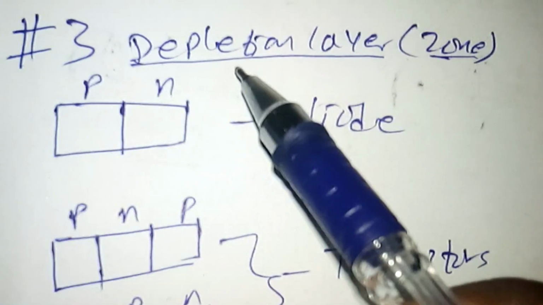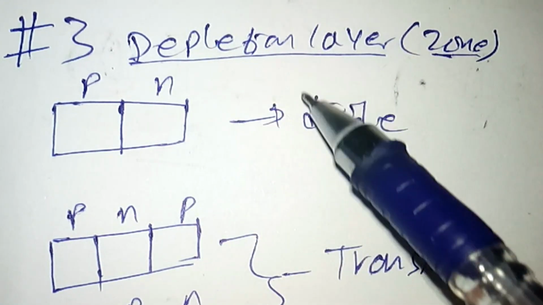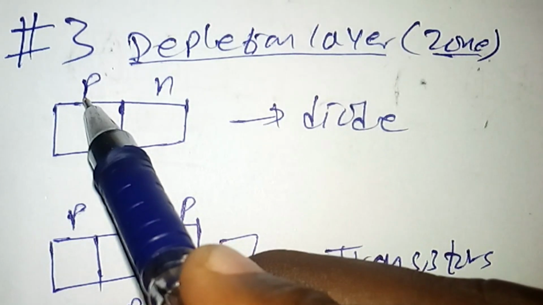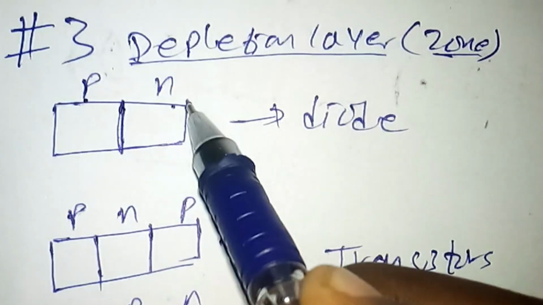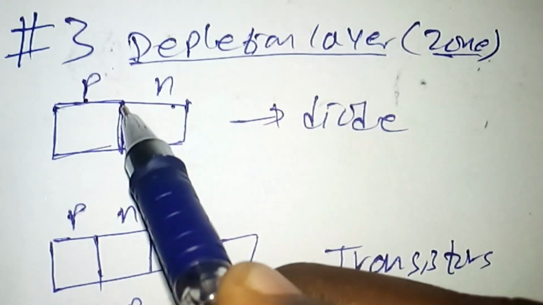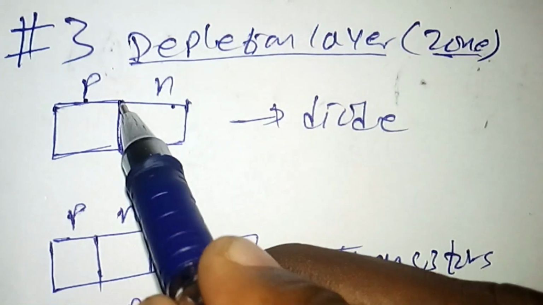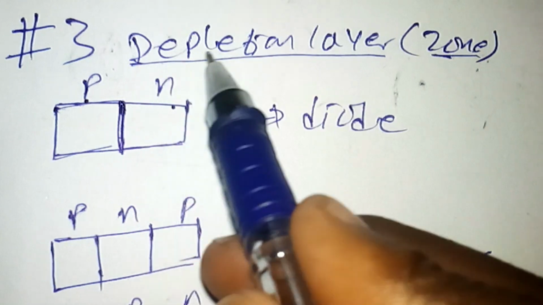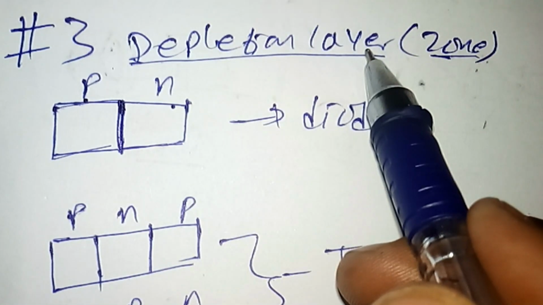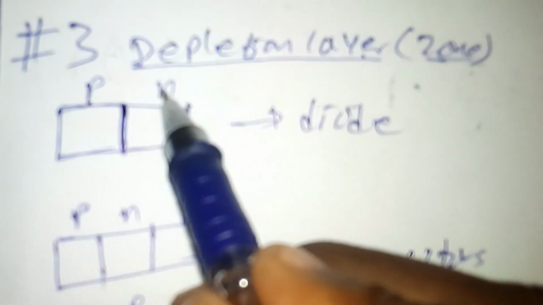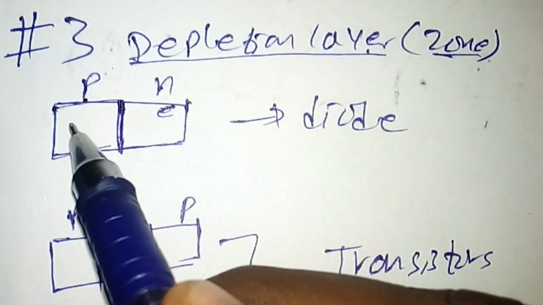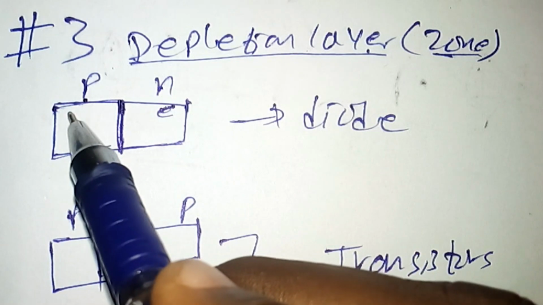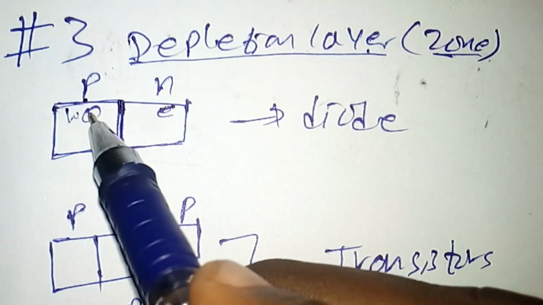So the depletion layer or depletion zone is the intersection between a p-type semiconductor and an n-type semiconductor. When p-type and n-type semiconductors are combined together, the intersection between them forms what we call a depletion layer or the depletion zone. The n-type semiconductor has an excess number of electrons and the p-type semiconductor has an excess number of holes, that means positive charge carriers.